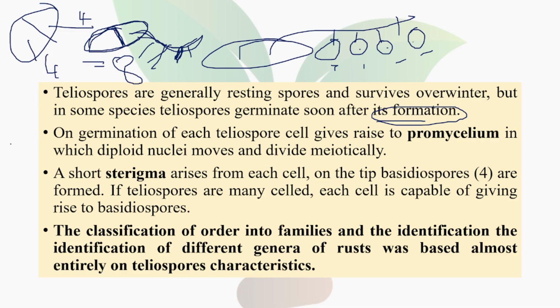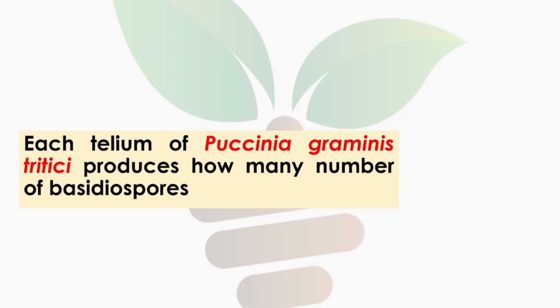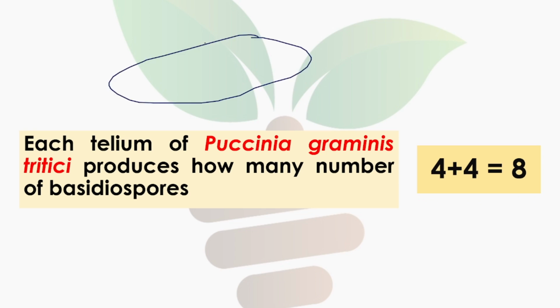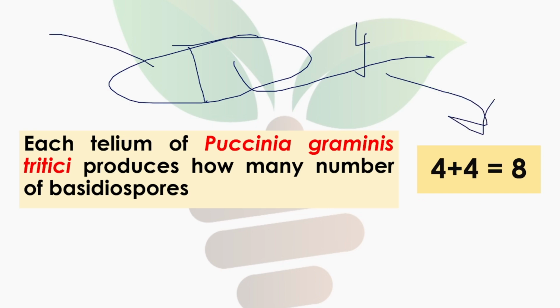Then again, sir, initially you told that from each basidium 4 basidiospores will come. Of course, from each basidium 4 basidiospores, here 2 cells are there. You can consider 2 cells, right? From each cell 4, 2 cells, 4 plus 4, 8, right? So like that. Actually this entire rust genera is mainly identified based on the teliospore characters only. Based on the teliospore characters, all the families we can easily identify. Here is one question: each telium of Puccinia graminis tritici produces how many basidiospores? 8. For example, this is a teliospore with 2 cells. From each cell 4 basidiospores will come. 4 plus 4, 8. This is how it will work.